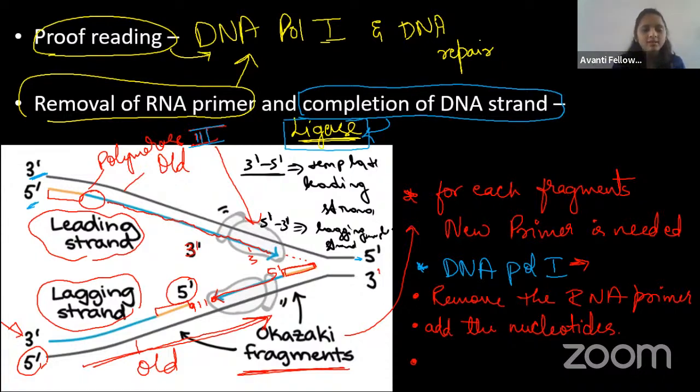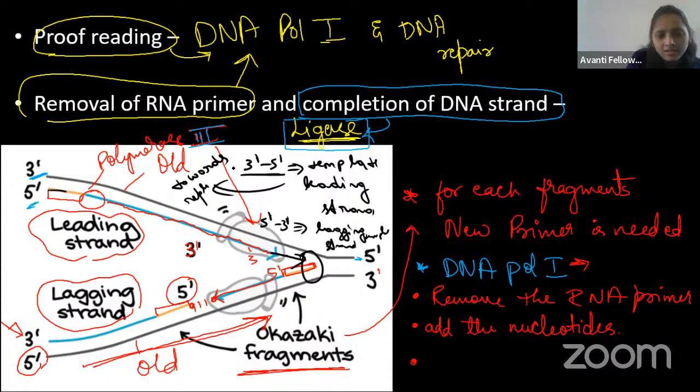Right, guys? You all know the DNA. So the leading strand synthesis is continuous. It is towards the replication fork. Always remember, see here how the leading strand is going, guys. It is going towards the replication fork, right? Always remember, the leading strand will always be towards the replication fork.